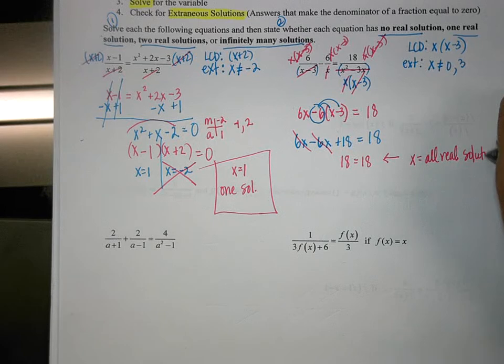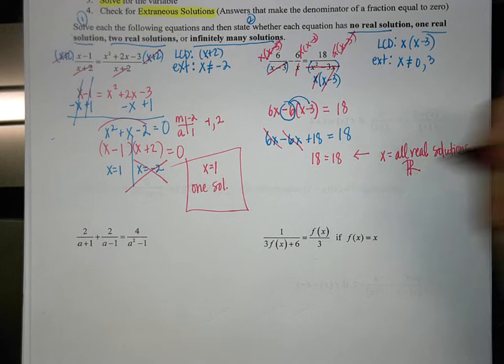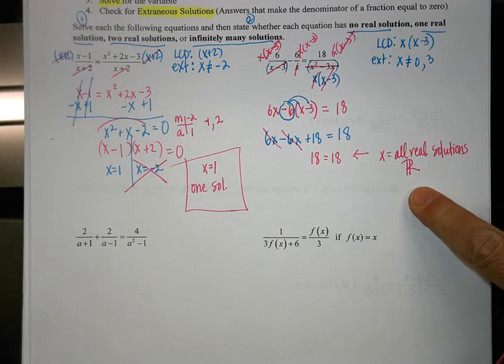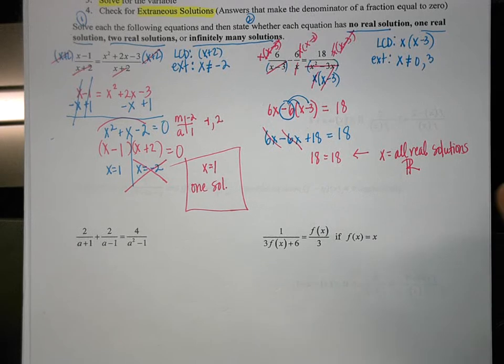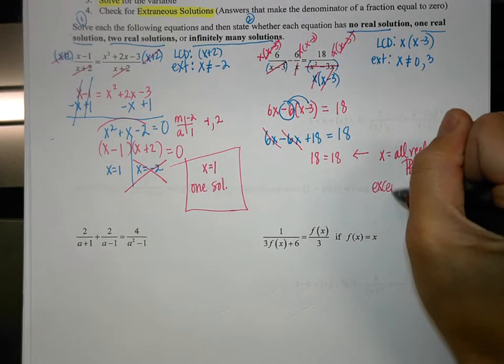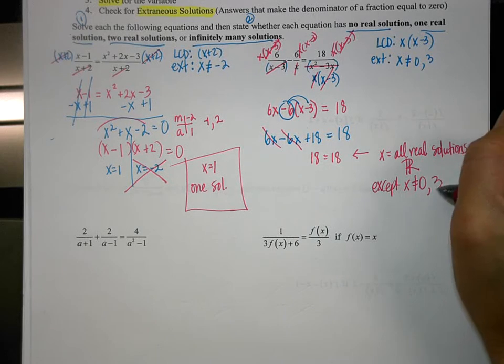Another way to write all real solutions, do you guys remember? It's that R thing like this. So you could also make that mark, okay? The only thing is it's all real solutions except for what? Very good. So I'm going to put except x cannot equal 0 and 3.